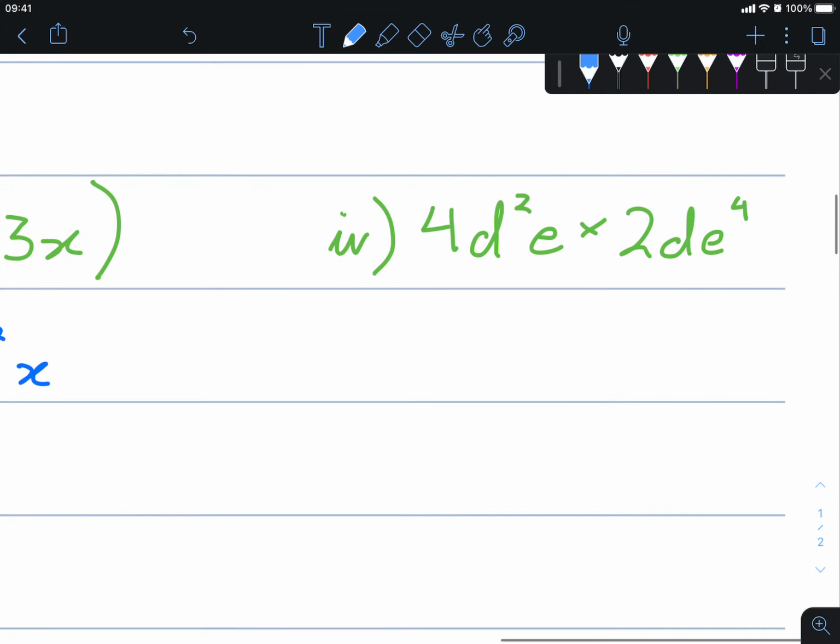Here we are, with multiple terms in the same expression. For this, we just focus on the numbers first. So 4 times 2 is 8. d squared times d. Those indices add, so there's a 2, and there's a 1 here. So those add to become d to the power of 3. And likewise, e times e to the power of 4. Those indices also add. There's a 1 here, so it's going to become e to the power of 5.